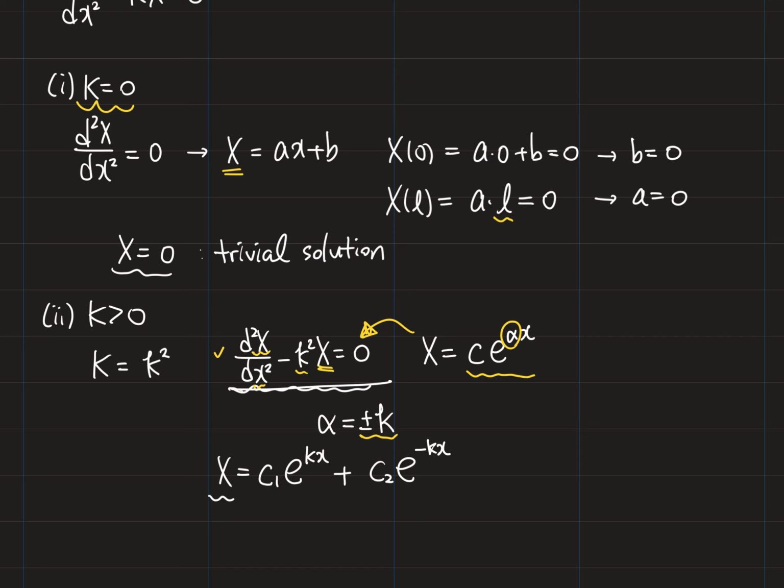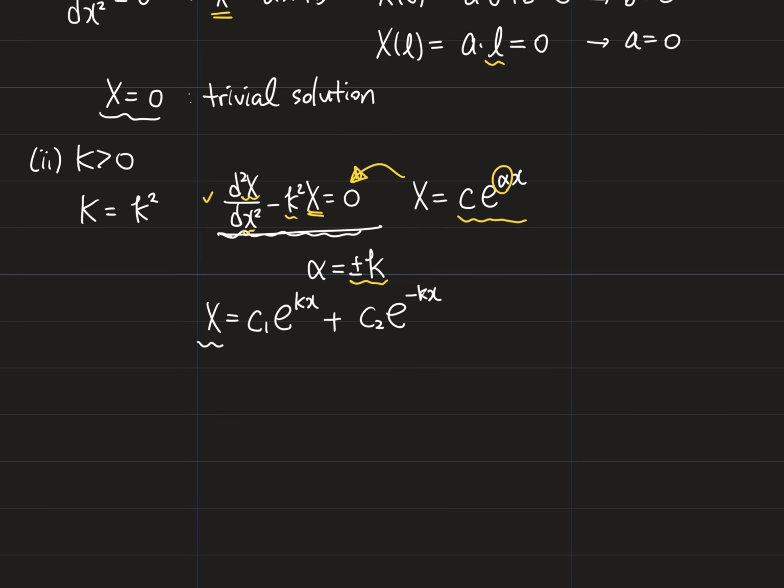I'm not going to show the details of how we apply the boundary condition for X, but still you can do this by yourself. Then you will realize that in this case also X becomes 0, if we force the general solution to satisfy the two boundary conditions that we have.